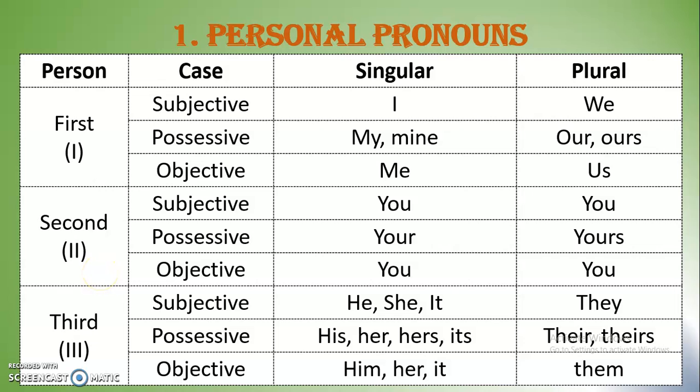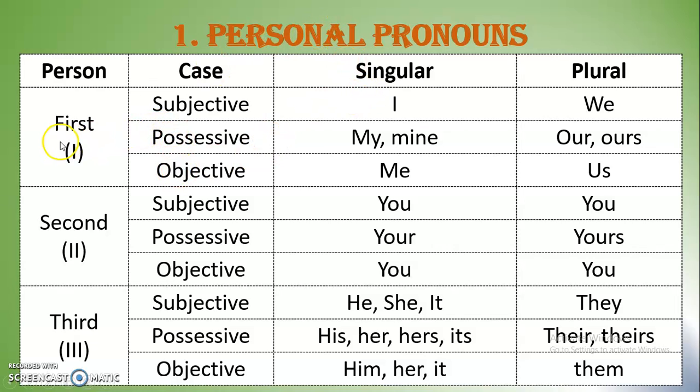And you must know the very simple detail here, the singular and plural. Here we have the person, case, singular and plural. First the first person, second person, third person. We already learned this in your school days, I hope. Subjective means the case, whether the word is used as a subject. Possessive means ownership, that is, who possesses. Objective means the word is used as an object. Here it is subject, here it is object.